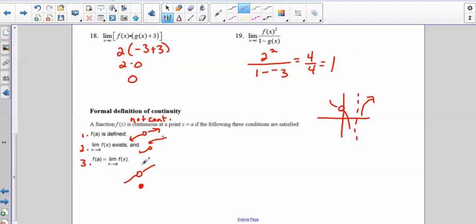So on the next page, when we do our classwork problems, we're going to use this three-part definition of continuity to decide whether or not a function is continuous. So I'm going to stop this video here, and I'm going to do one more video for the classwork problems.